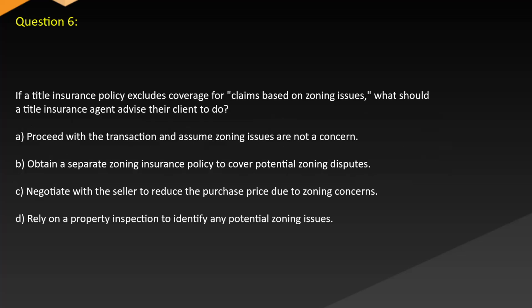Question 6. If a title insurance policy excludes coverage for claims based on zoning issues, what should a title insurance agent advise their client to do? A. Proceed with the transaction and assume zoning issues are not a concern. B. Obtain a separate zoning insurance policy to cover potential zoning disputes. C. Negotiate with the seller to reduce the purchase price due to zoning concerns. D. Rely on a property inspection to identify any potential zoning issues.